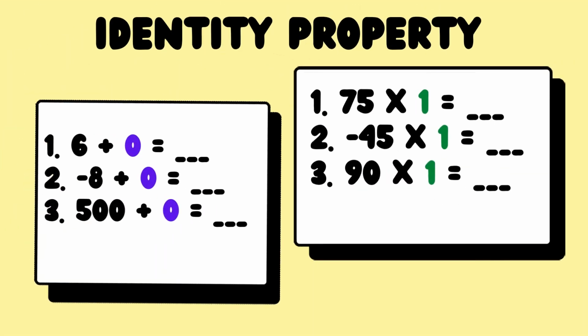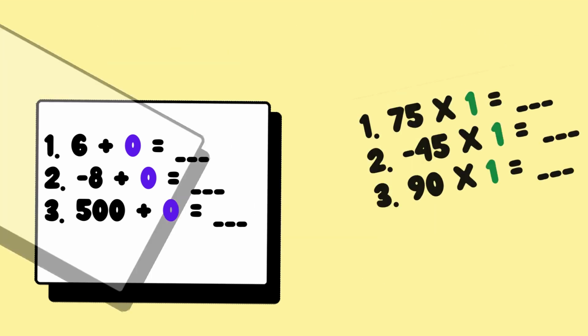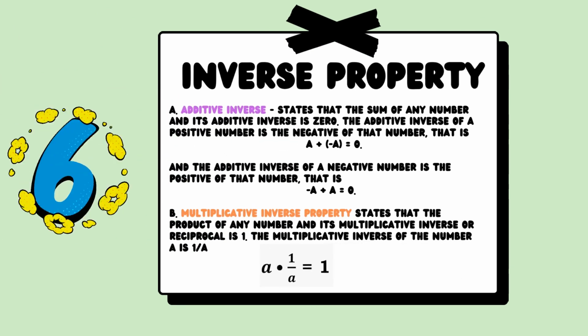The next, so maybe it's very easy for you now. Any number you add to 0 will be... Any number you multiply to 1 will be... I will not elaborate anymore because I know it's very easy. Thank you. So let's proceed.